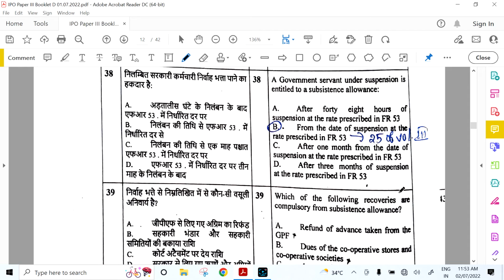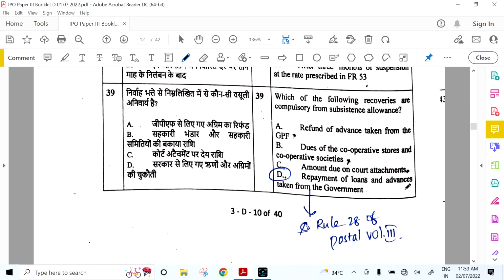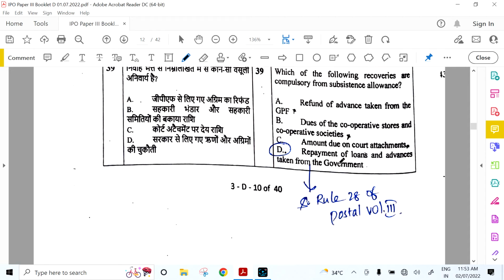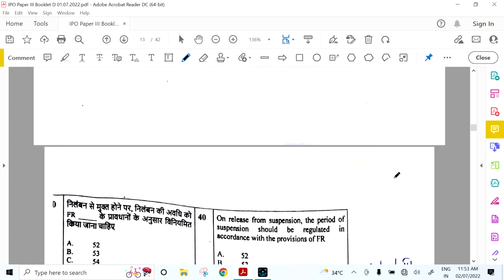A government servant under suspension is entitled to a subsistence allowance from the date of suspension at the rate prescribed in FR 53. This is as per Rule 25 of Volume 3. Which of the following recoveries are compulsory from subsistence allowance? That is, repayment of loans and advances taken from government. They are compulsory, Rule 28 of Volume 3.